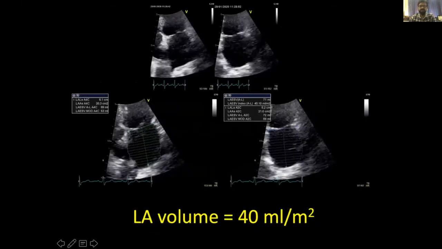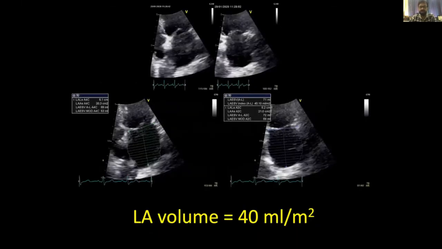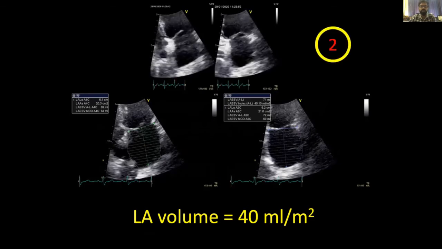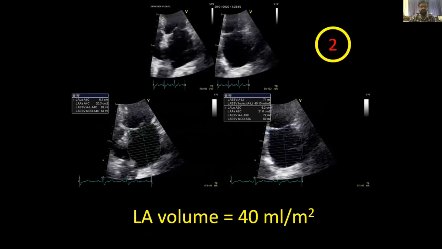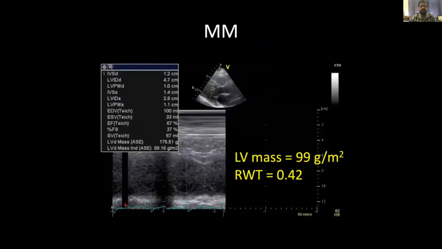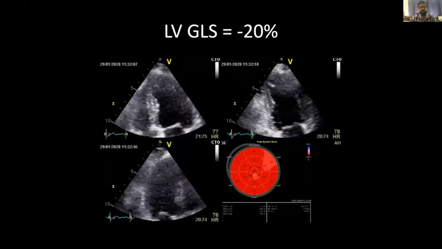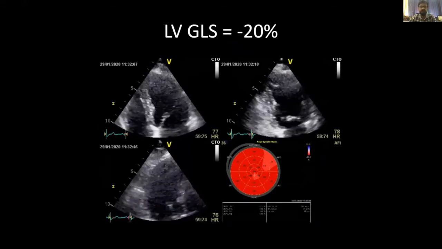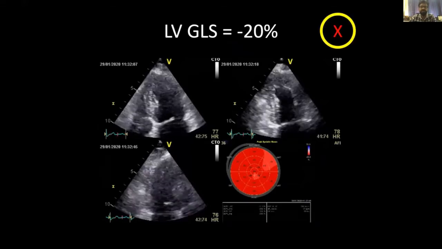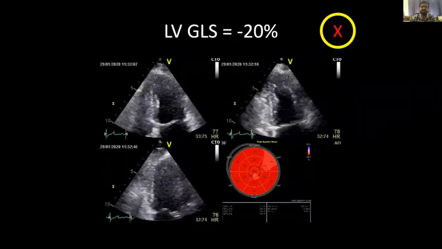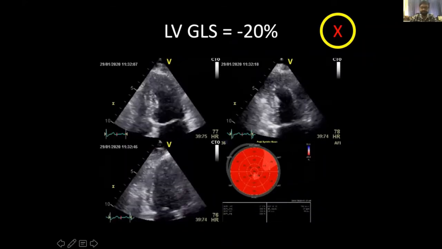So in this patient, the LA volume was around 40. Normally, we know anything more than 34 is high. So this was positive. This is at rest. We got the LV mass. It was 99, and the RWT was around 0.42, which is normal. So this parameter was not there. You had an LV global longitudinal strain, which was absolutely preserved. It was minus 20. Remember, the patient had symptoms. She had breathlessness and NYHA class 3. So this also doesn't satisfy.